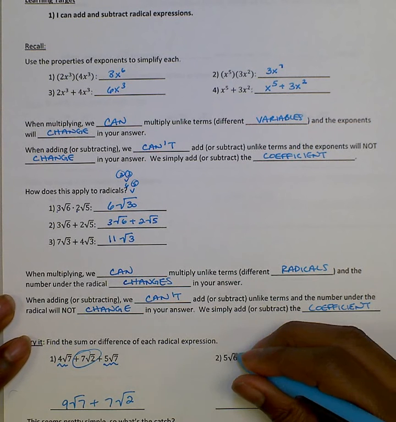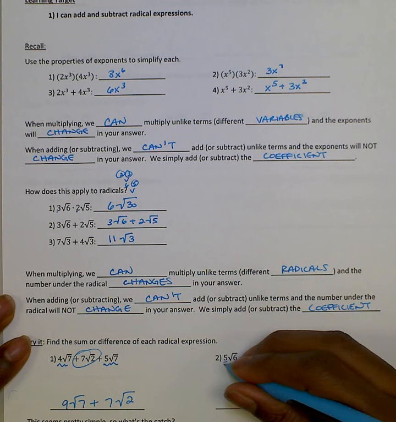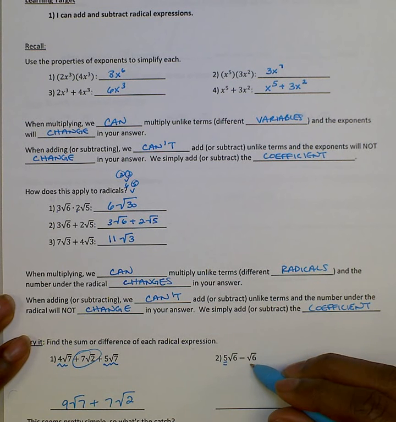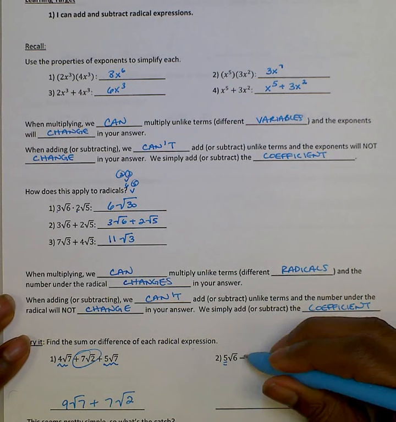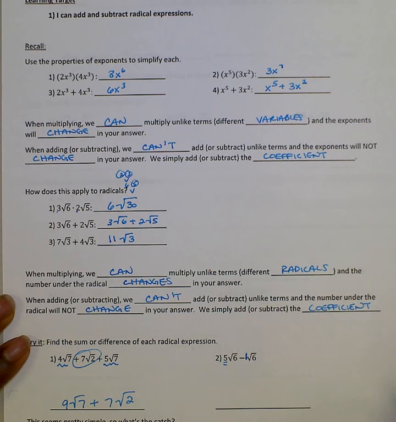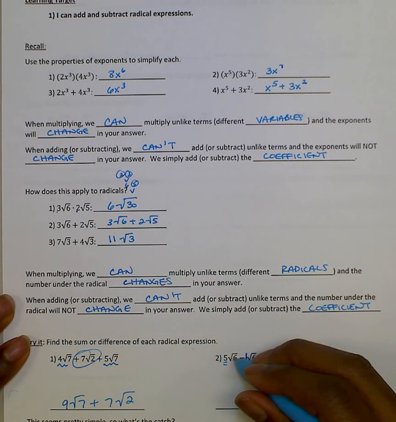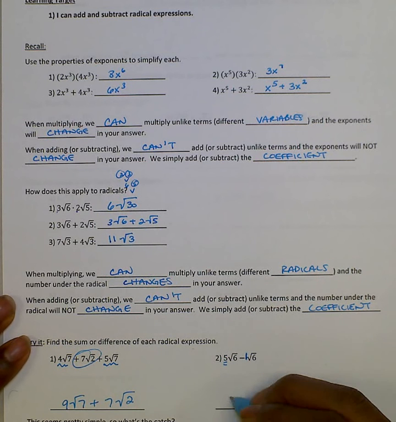Remember, we deal with the numbers outside, the coefficients. What's the coefficient of radical 6? Well, if there's not a number written there, it's 1. Remember, when we're adding and subtracting, our radical doesn't change. It's going to be the same radical. So 5 radical 6 minus 1 radical 6 gives us 4 radical 6.